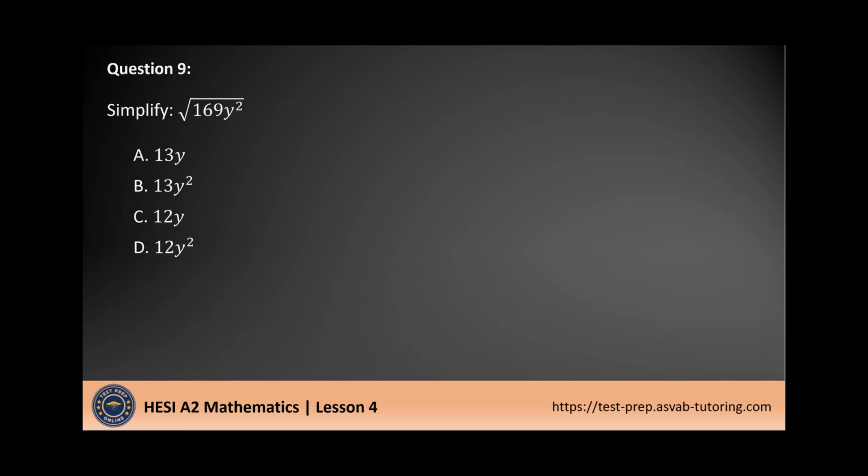Question 9, simplify the square root of 169 y squared. So you might know that the square root of 169 is 13, right? So 13 times 13 equals 169. And then y squared can be written as y times y. We can rewrite this whole thing as 13 squared times y squared.